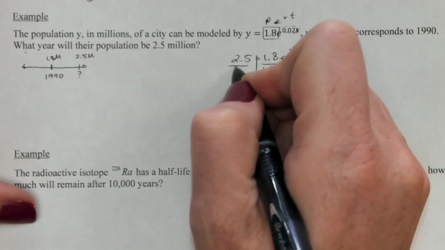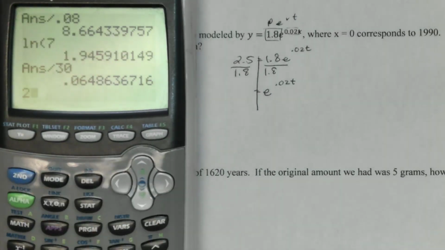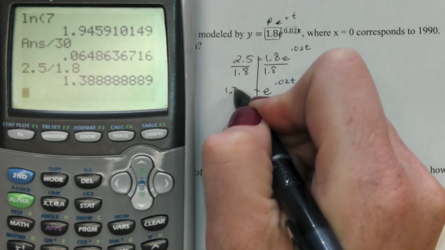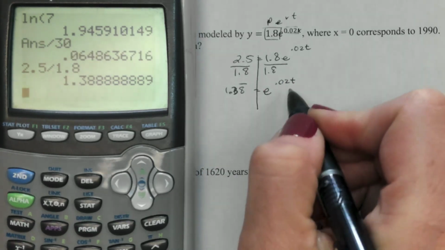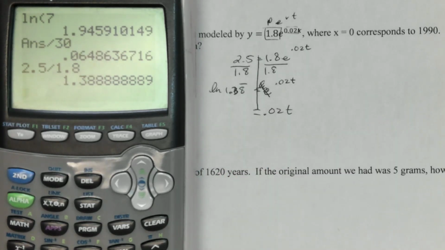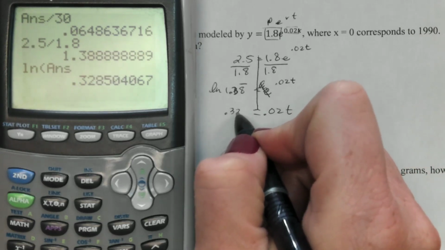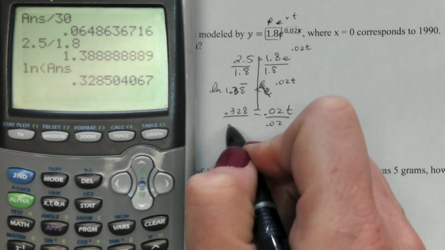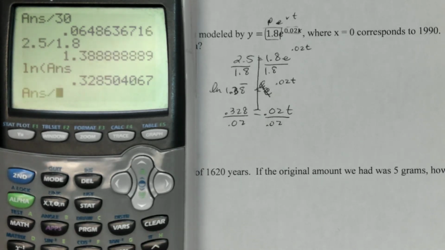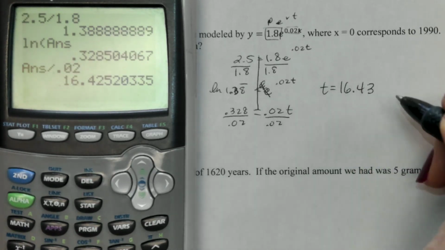So I'm going to divide by 1.8. So 2.5 divided by 1.8, I've got 1.38 repeating. And now we're going to ln both sides. So the ln of that, and I'm using my second answer button so that I use that whole answer and not just 1.38. So 0.328, and I'm going to divide by that 0.02, again using the second answer button, or just hitting divide by and then 0.02 so that I use the whole decimal. So it looks like 16.43, we'll say.